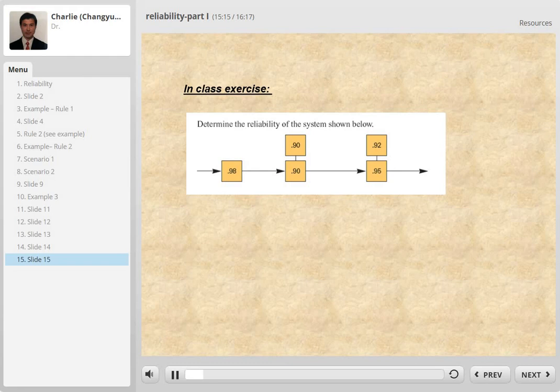Now, please stop our lecture for a moment and take 20 minutes to do the following in-class exercise. Please use our idea of breaking down the whole system into 2 subsystems at a time.